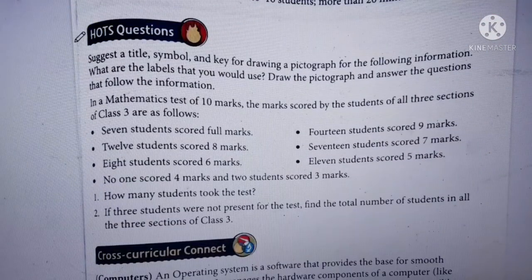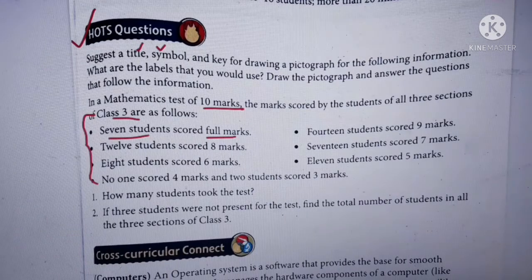The next is your HOTS question. So children, let's see the HOTS question. Suggest a title, symbol and key for drawing a pictograph for the following information. What are the labels that you would use? Draw the pictograph and answer the questions that follow the information. So children, this is the question. In a mathematics test of 10 marks, the marks scored by students of all the 3 sections of class 3 are as follows.